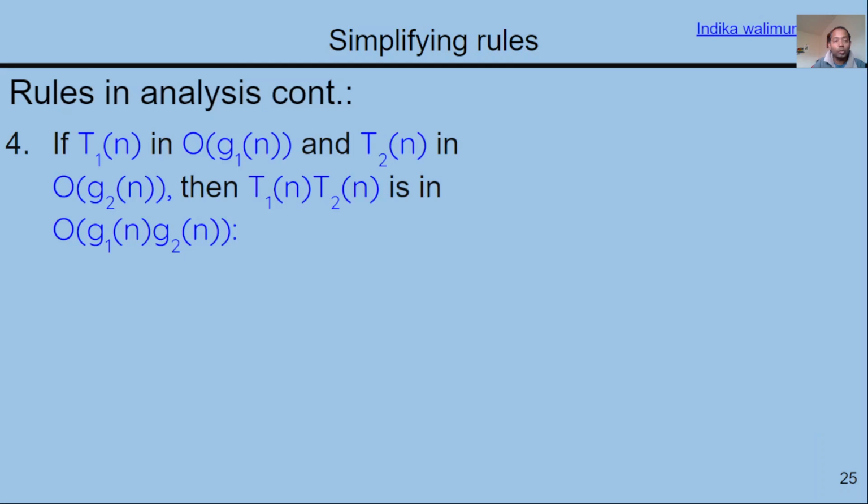We are continuing with rules. Okay. So if T1n is again big O of G1n and T2n is in big O of G2n, then the product is in big O of G1n times G2n. Okay, so the product of the cost functions is in big O of the product of the two bounds. Okay.